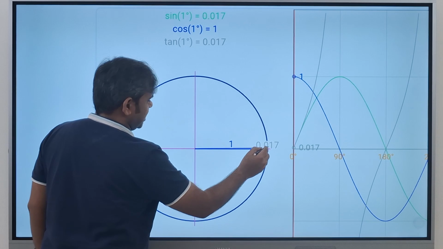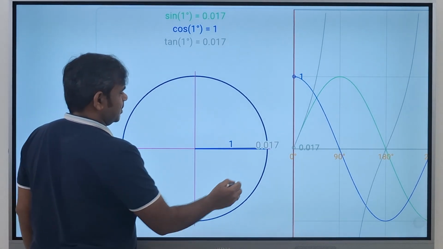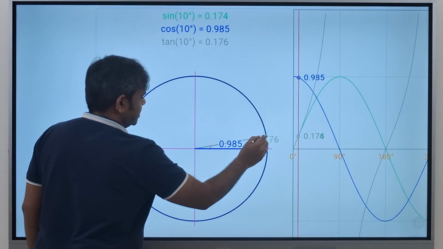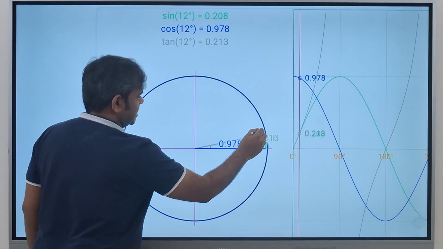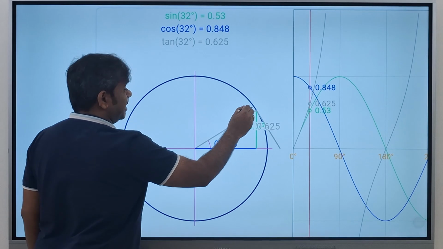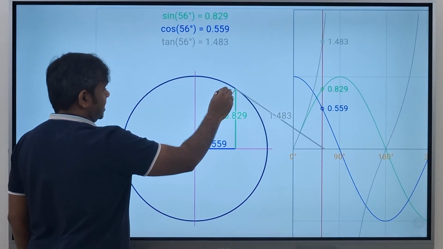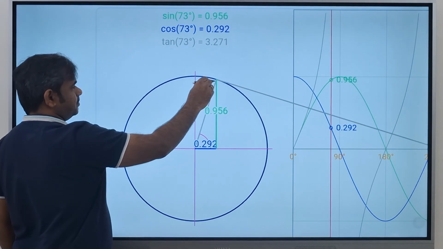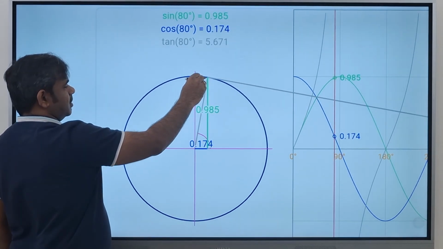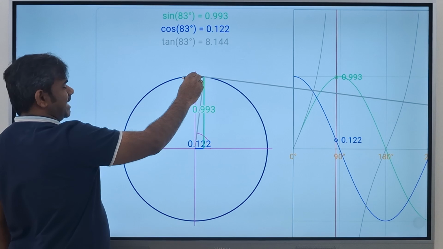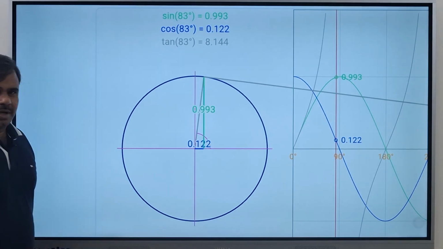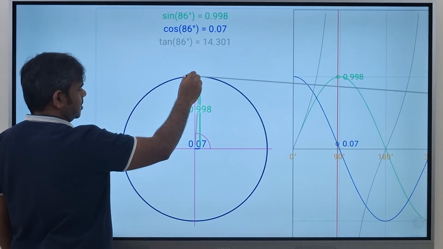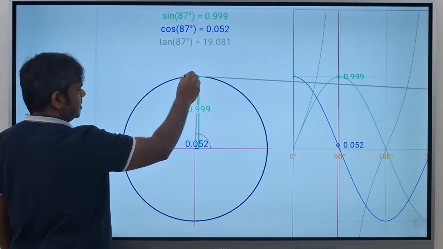As you keep decreasing the angle, look at the opposite side y. Opposite side is decreasing, y is decreasing, x is increasing. Now as theta increases, look at the green line. Green line is the vertical side or y. Blue line is the horizontal side or x. As theta increases, the length of the green line increases, and the length of the blue line decreases.